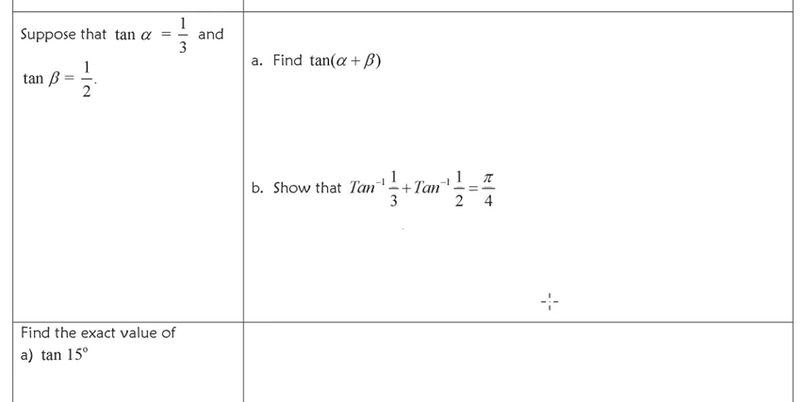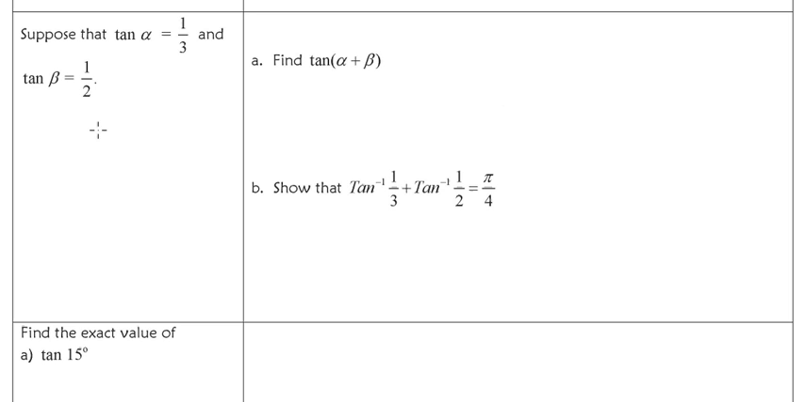All right, here we go. Let's use some of that understanding now for these next problems. It says, suppose that tangent of alpha equals 1/3 and tangent of beta equals 1/2. First problem says, find tangent of alpha plus beta.